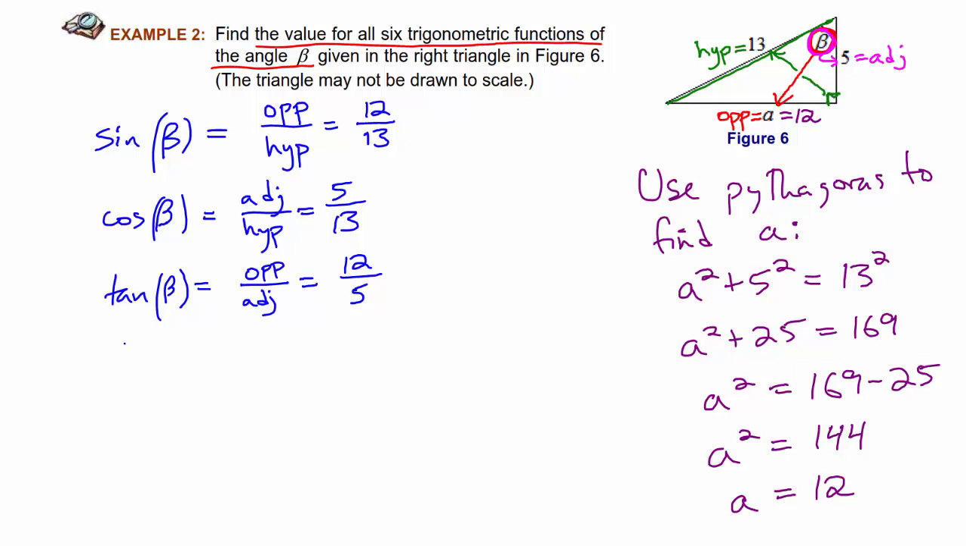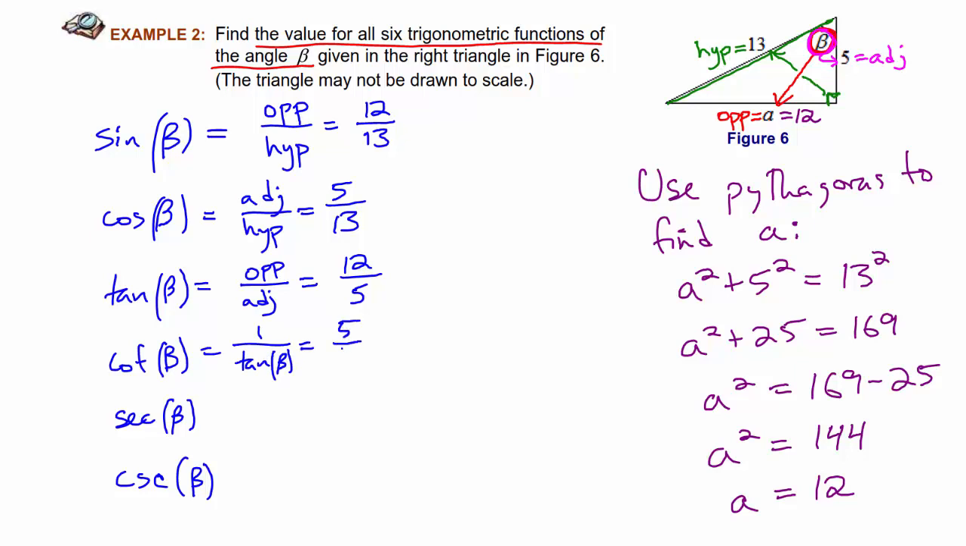Now the other 3, cotangent, secant, and cosecant, are all just reciprocals of the 3 that we've just found. So cotangent is just the reciprocal of tangent. So we can take the fraction we just found for tangent and just flip it over. So we're just kind of stealing that value there, right above it.